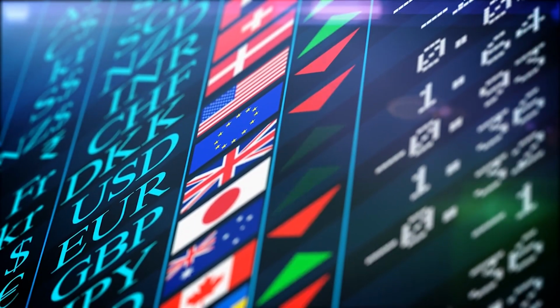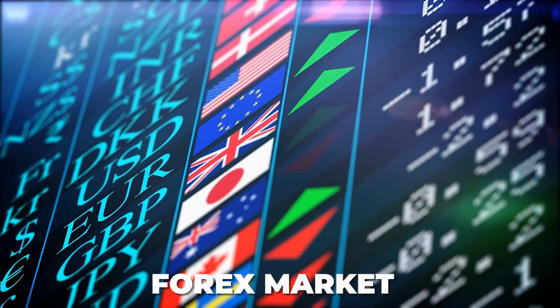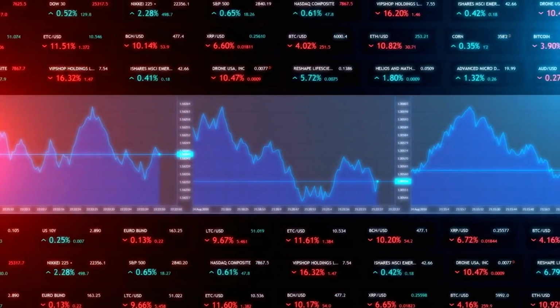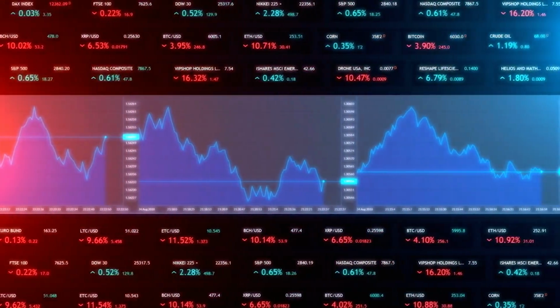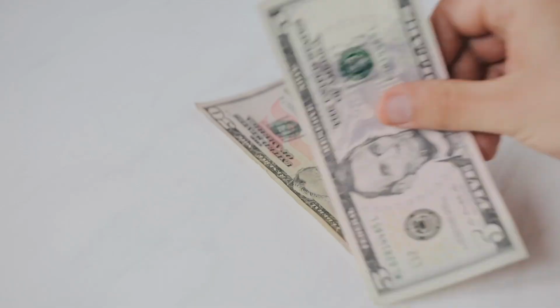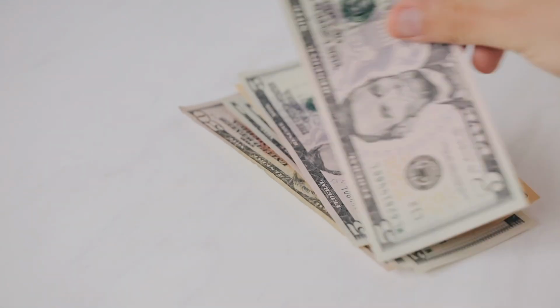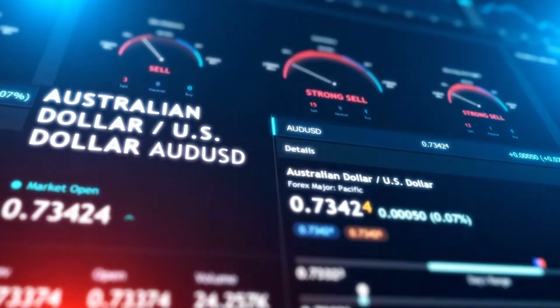Now let's talk about one of the most interesting currencies in the forex market, the Australian dollar. Every day, trillions of dollars move through the global currency market. Among those currencies, the Australian dollar, often called the Aussie, is one of the most actively traded in the world.